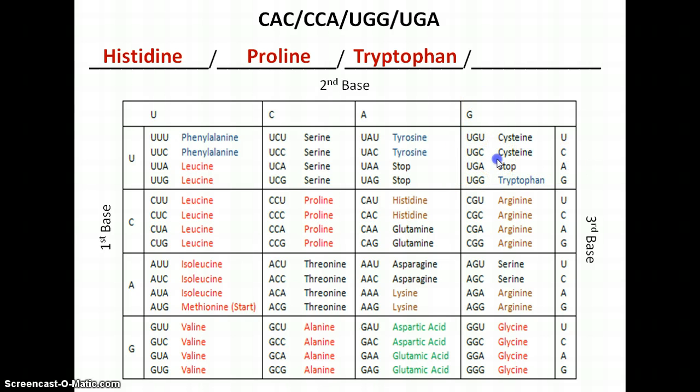UGA would be the stop codon, which of course would tell us to stop the decoding process. So this particular protein would have a histidine amino acid, a proline amino acid, a tryptophan amino acid, and it would stop.